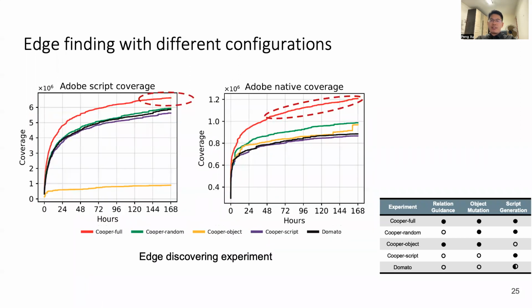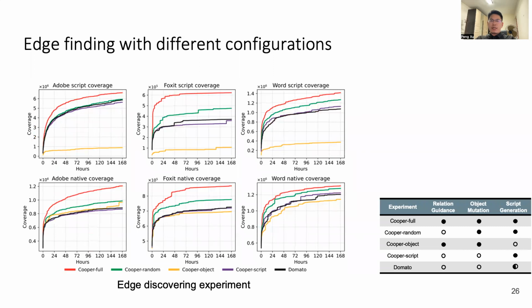To test the edge finding ability, we apply all configurations to Adobe Acrobat and record their edge finding history in 1 week. We record both script coverage and native coverage. As you can see from these 2 figures, Cooper 4 can find the most in both types of coverage. We also did the edge finding experiments on FoxReader and Microsoft Word. Their result is similar to Adobe Acrobat. Cooper 4 always found the most coverage. This result can also be a proof of our concept. Cooperative mutation is essential in finding bugs in binding code.